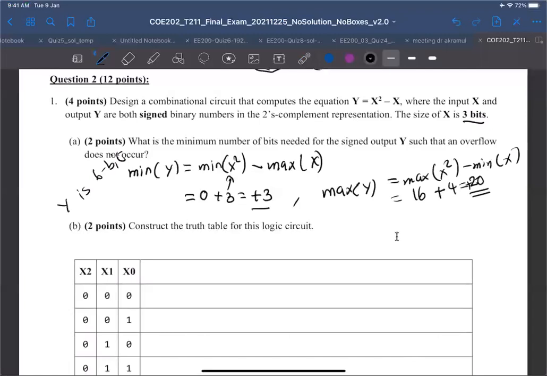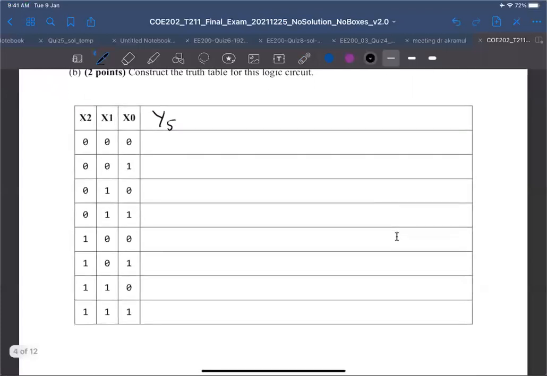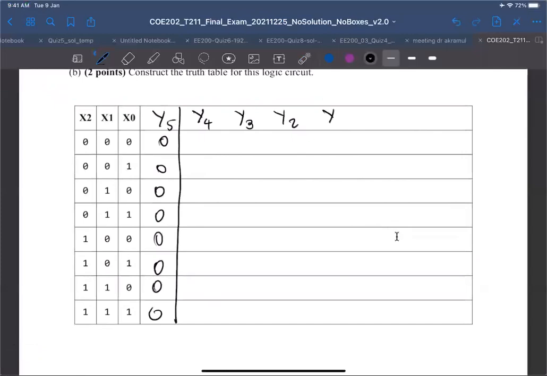So here, in the truth table, we have Y5, which is the sign bit, then Y4, Y3, Y2, Y1, and Y0.